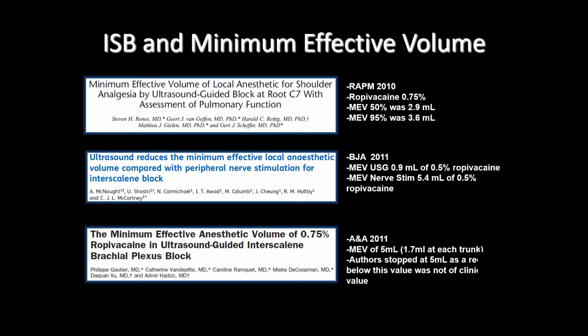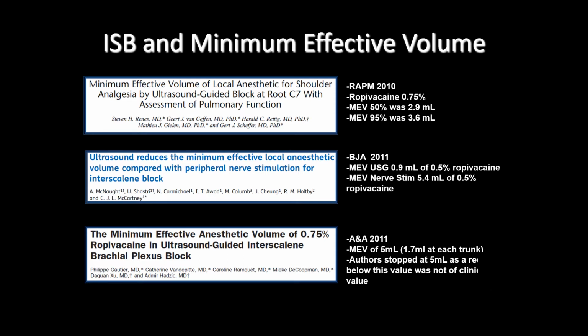Three important studies should be highlighted regarding interscalene brachial plexus block and minimally effective volume. The first is our Regional Anesthesia and Pain Medicine 2010 publication titled Minimum effective volume of local anesthetic for shoulder analgesia by ultrasound guided block at root C7 with assessment of pulmonary function. What they injected was 0.75% ropivacaine, and they found that the minimum effective volume for 50% of patients was 2.9 milliliters, and for 95% of patients was 3.6 milliliters.